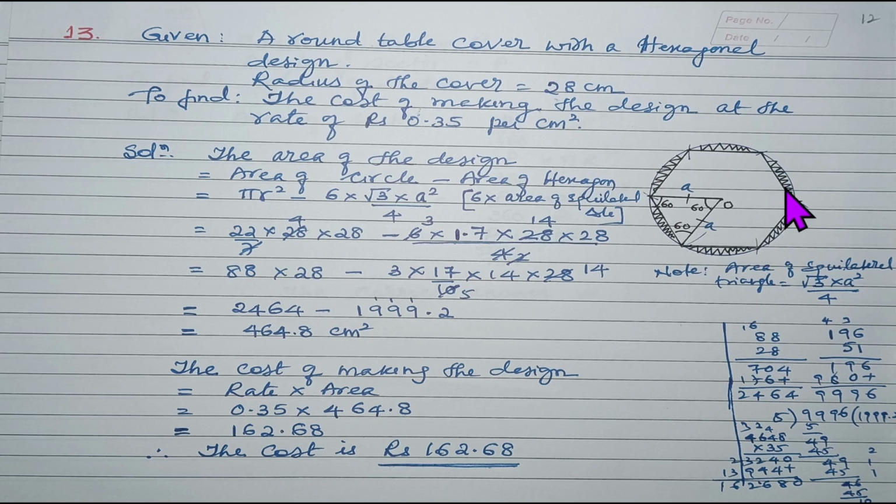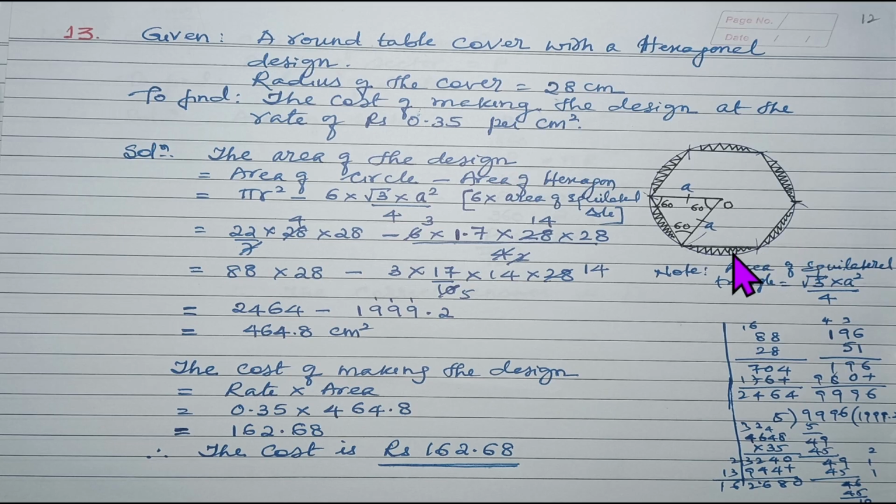So there is a hexagon, and we have the design all around the circular cover. Now the radius of the cover is given as 28 centimeters. We have to find the cost of making the design at the rate of rupees 0.35 per centimeter square.